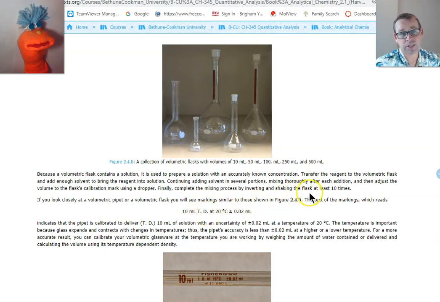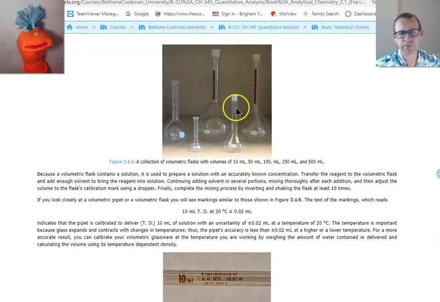So we can't just use it as it is. Does that make sense? If I want 100 milliliters of something and I make 100 milliliters here and then try to pour it into something else, I'm not necessarily going to get all my 100 milliliters out. Some glassware is newer, some glassware is older.